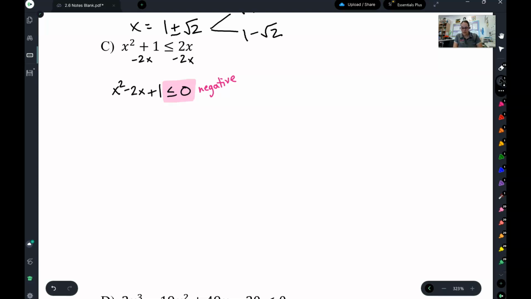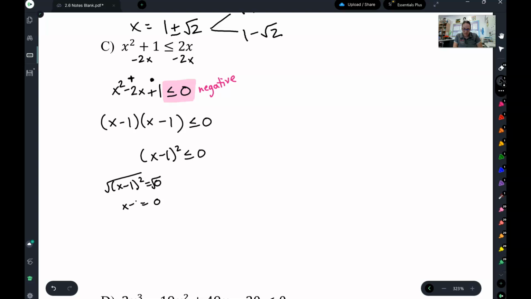Step 3 was factor. This is my easy factoring since I don't have a number in front of the x squared, so I need to multiply to 1 and add to negative 2. I notice that to multiply to 1 and add to negative 2 would be a negative 1 and a negative 1. That multiplies to positive 1 and adds to negative 2, which would just be x minus 1 squared. Step 4 was to get my x-intercepts. So set my factor equal to 0. I have an x-intercept at 1.